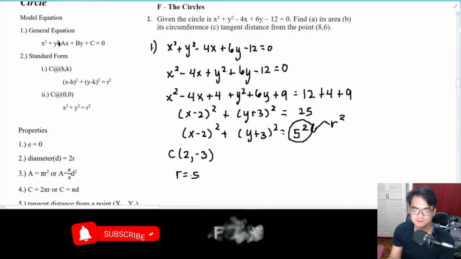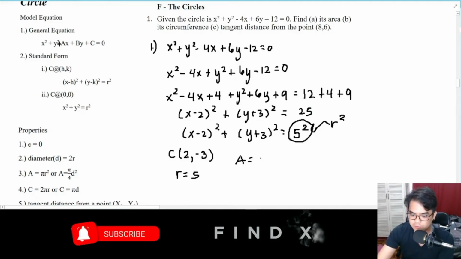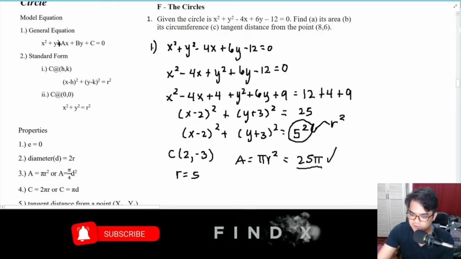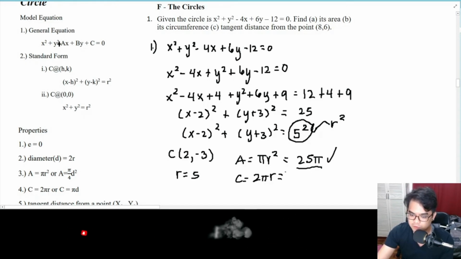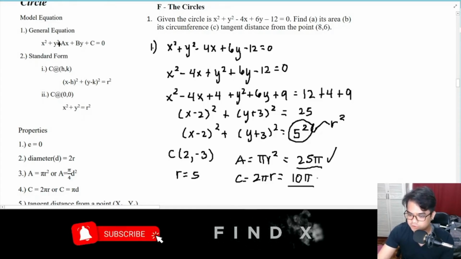We are asked to find the area. The area is very simple. Area is equal to pi r squared. Therefore, this is just equal to 25 pi. That's it. And then we are asked to find the circumference. The circumference is equal to 2 pi r, so this is equal to 10 pi. So this is the circumference.